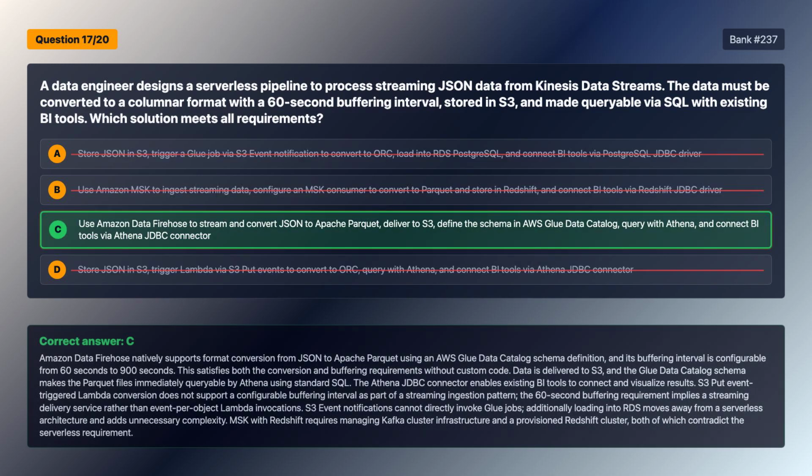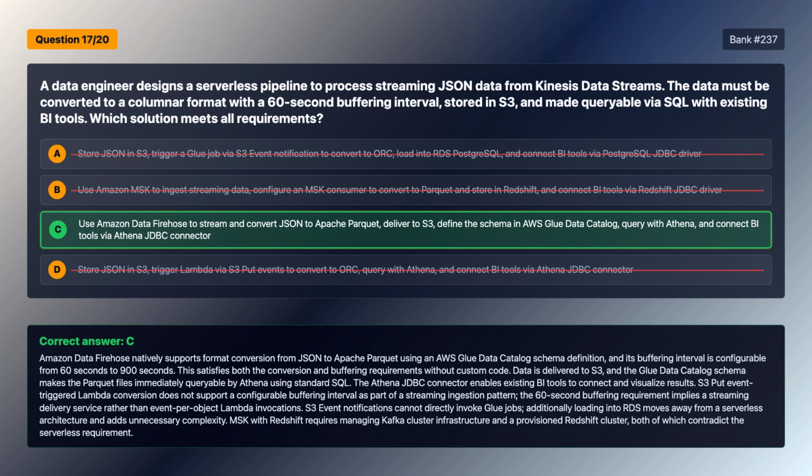The correct answer is option C. Amazon Data Firehose natively supports format conversion from JSON to Apache Parquet using an AWS Glue Data Catalog schema definition, and its buffering interval is configurable from 60 seconds to 900 seconds. This satisfies both the conversion and buffering requirements without custom code.